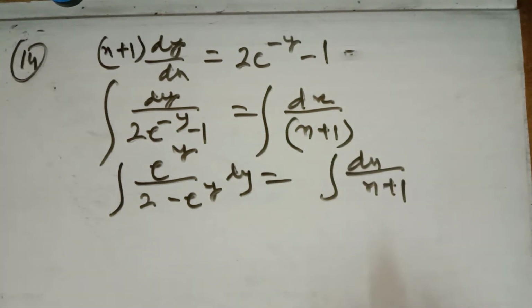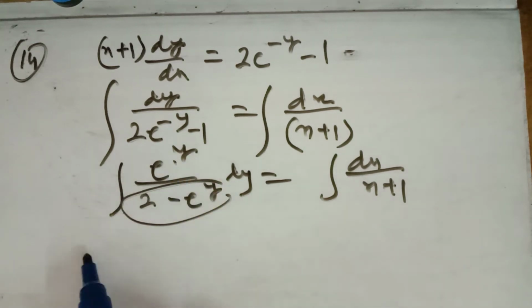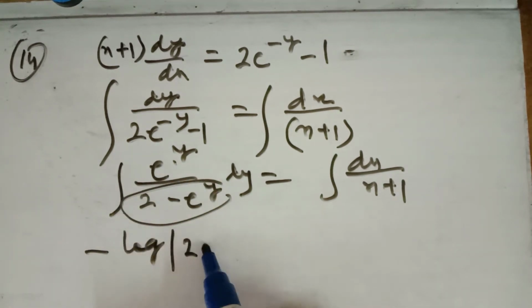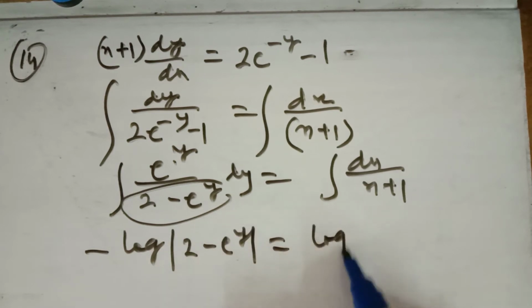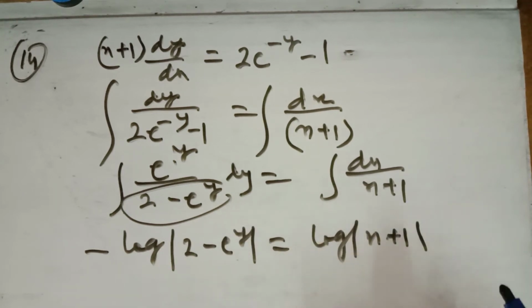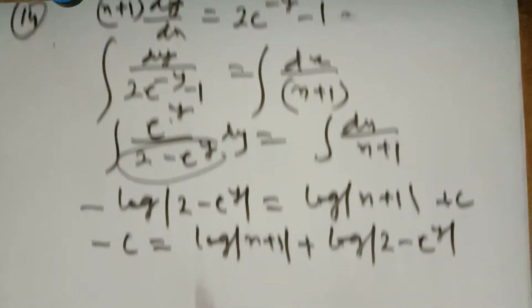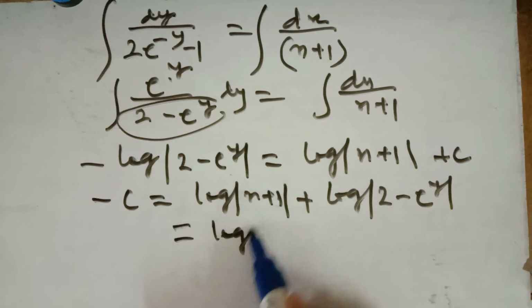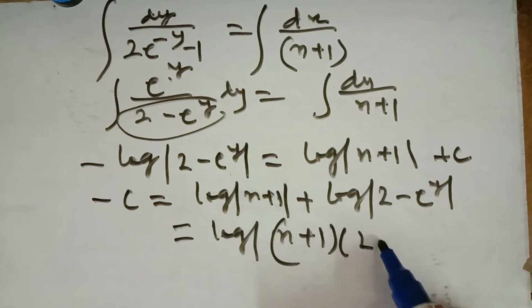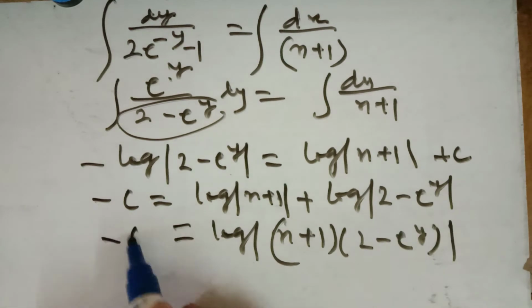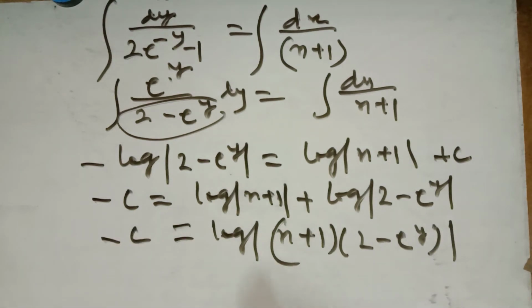Now when you integrate it, you let 2 minus e to the power y equal to t. This will be cancelled out. You will get minus log of 2 minus e to the power y. Here you will get the log of x plus 1 plus c. Now you can use the property of the log to obtain the value of c. So log of x plus 1, take this to the left hand side, plus log of 2 minus e to the power y. By using the properties of the log, it will be added. So (x plus 1) into (2 minus e to the power y) is equal to minus c. When you remove the log from one side, it will be e to the power minus c.